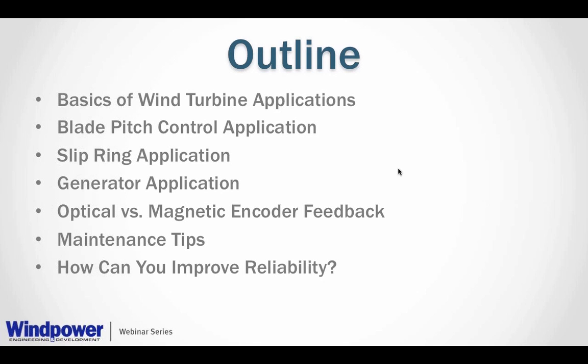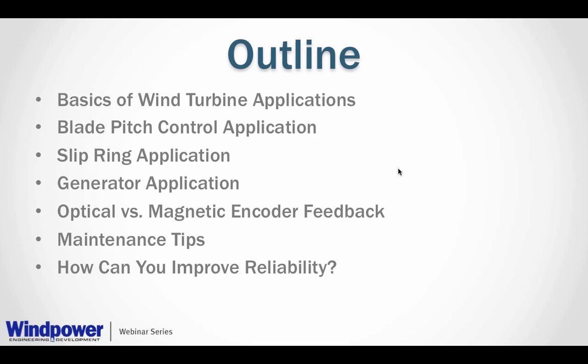So how do we get there? Well, first we're going to talk about the basics of wind turbine applications. Then we're going to talk about each one of the specific applications that typically employ encoders in a wind turbine. That includes the blade pitch control system, the slip rings, and the generators. There are also a couple of other applications that sometimes use encoders, but not as frequently, so I won't focus on those as much. But if you are interested in those applications, we'll also talk about yaw controls, anemometers, and wind direction indicators.